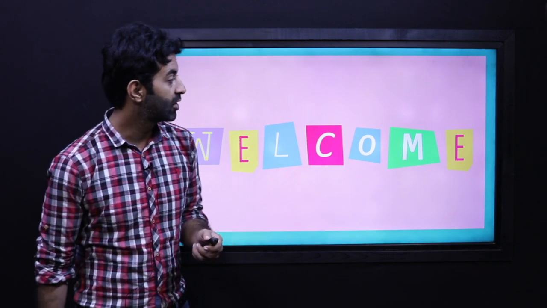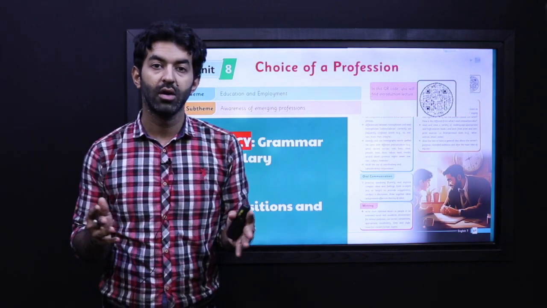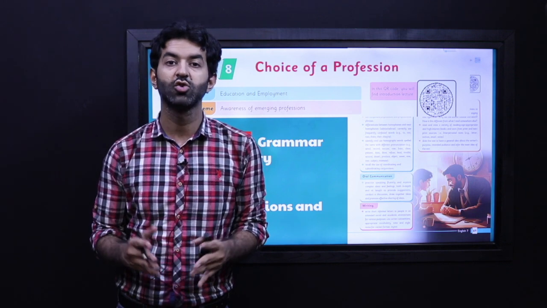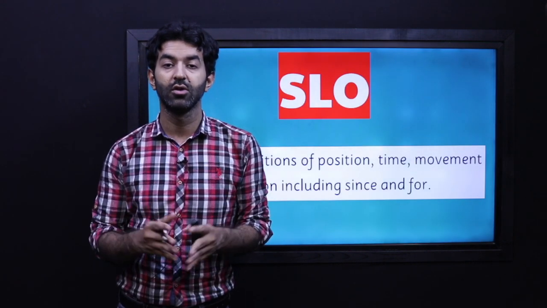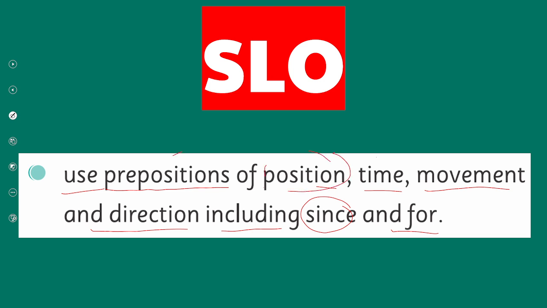Students, today we are going to start our very first lecture of unit number 8 for grade 7. This is about your competency of grammar, where we'll talk about prepositions and also their types. So let's go straight into the student's learning outcome and read it. It says, use prepositions of position, time, movement, and direction, including since and for. In this lecture, we are going to talk about prepositions of position, time, movement, and direction.